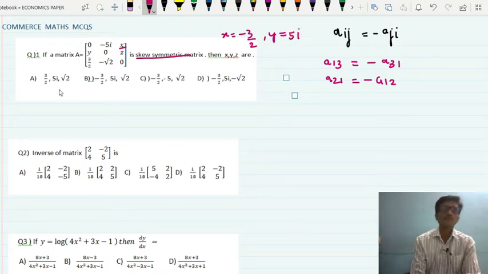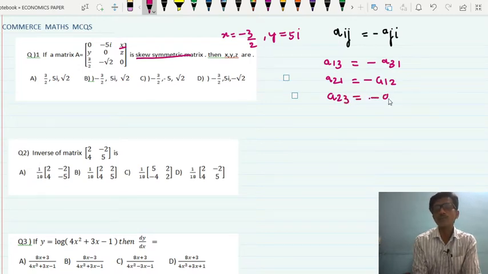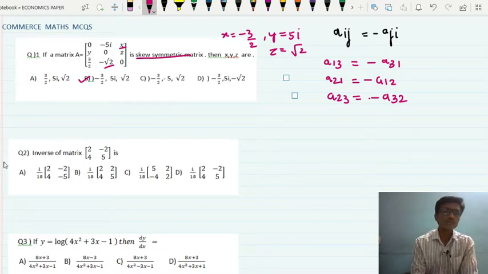And Z is in the second row and third column, that means A23 should be equal to minus of A32. That means this Z is equal to the negative of this, so the negative of this will be equal to plus root 2. So minus 3 by 2, 5i and plus root 2, that is, B is the option. Next question is question number 2.